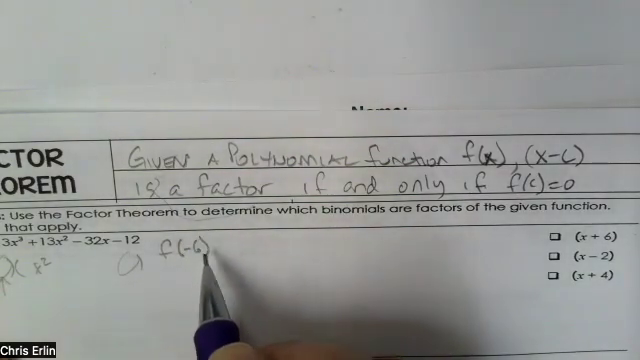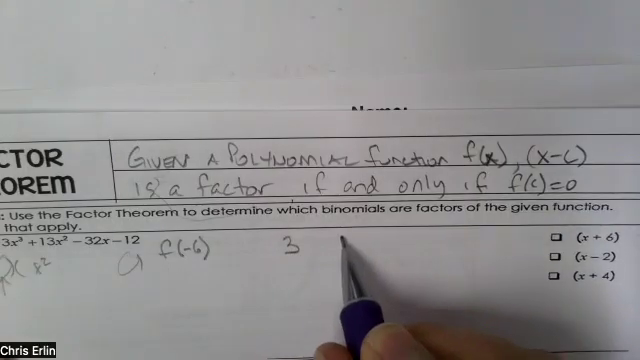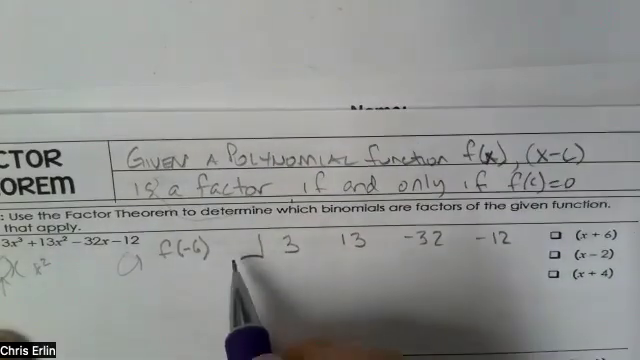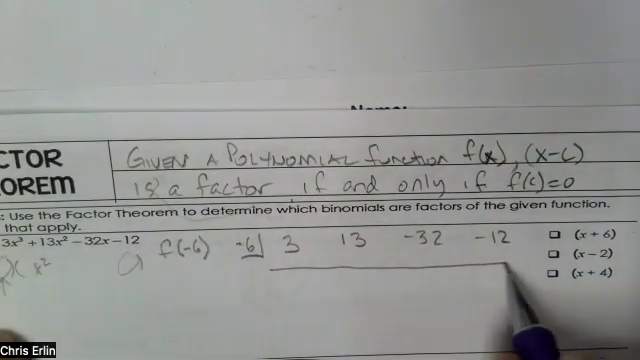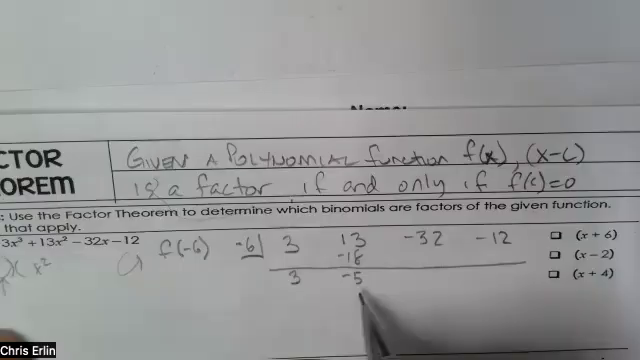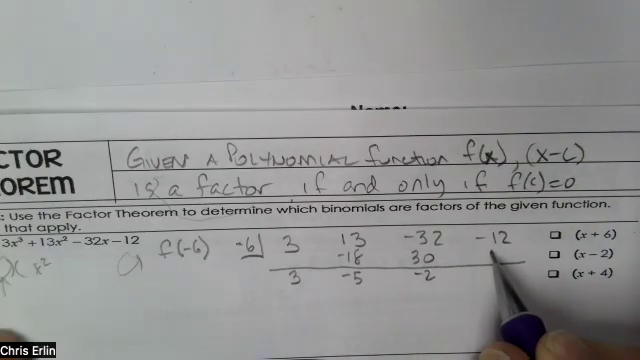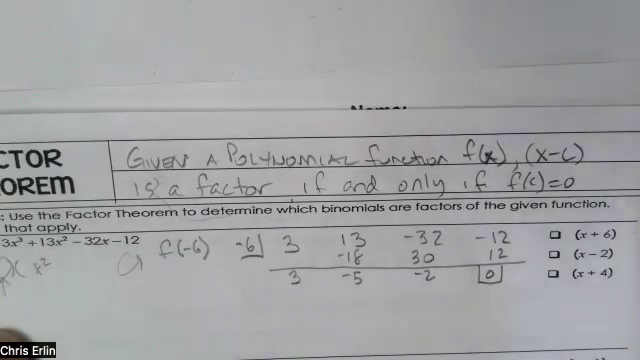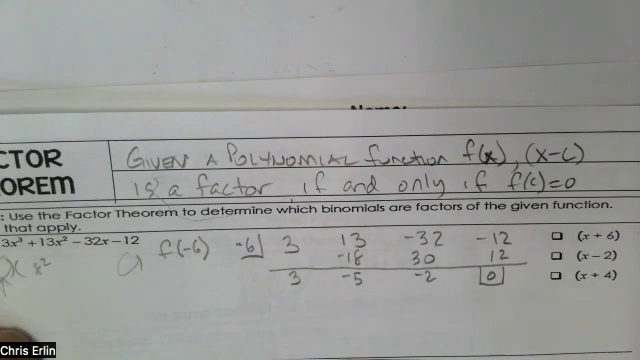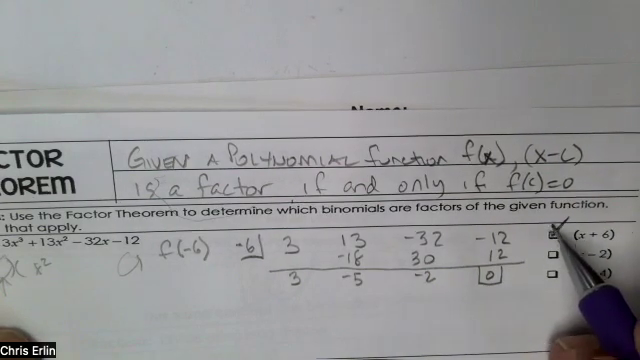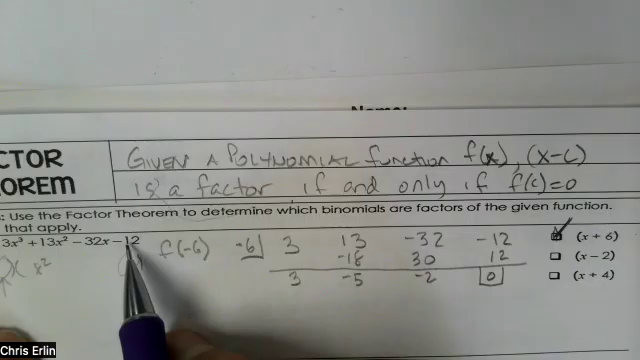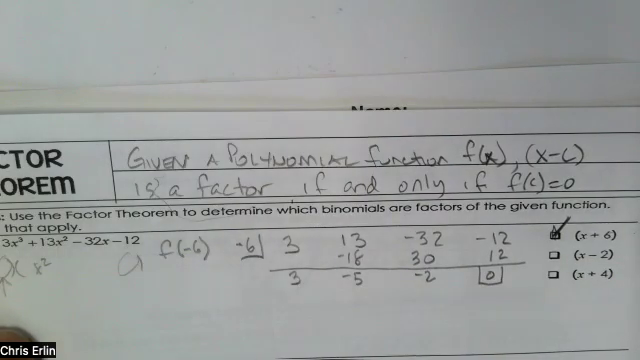F of -6. That means I'd take 3, 13, -32, -12, and I'd put -6 in. 3, -18, -5, 30, -2, +12, 0. So what does that tell me about x plus 6? It's a factor. The remainder is 0. And is -6 a factor of -12? Yes, that doesn't really surprise me. That seems like a good choice.